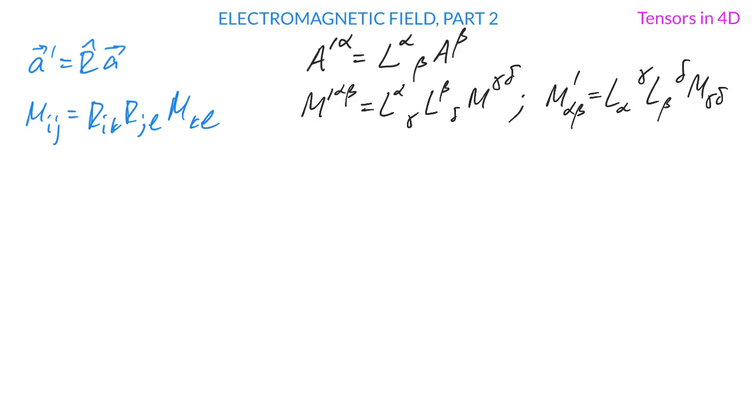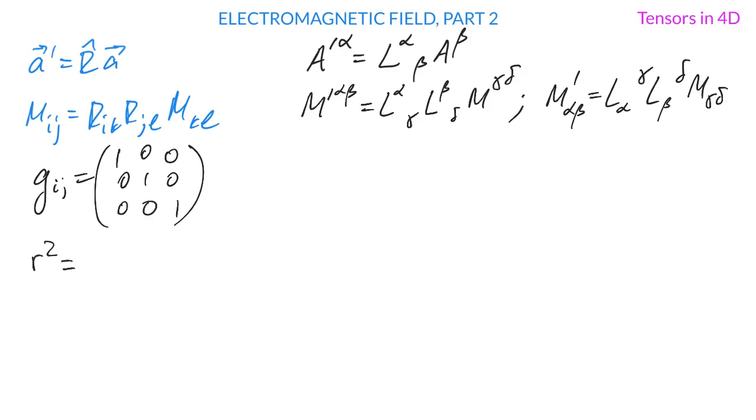So in 3D, we could write G_ij is just 1, 1, 1. That is the matrix that determines the square of a vector. So we have x squared plus y squared plus z squared. So it's diagonal and all elements are the same. So if you try to raise or lower the index, nothing happens. It's just a unit matrix.